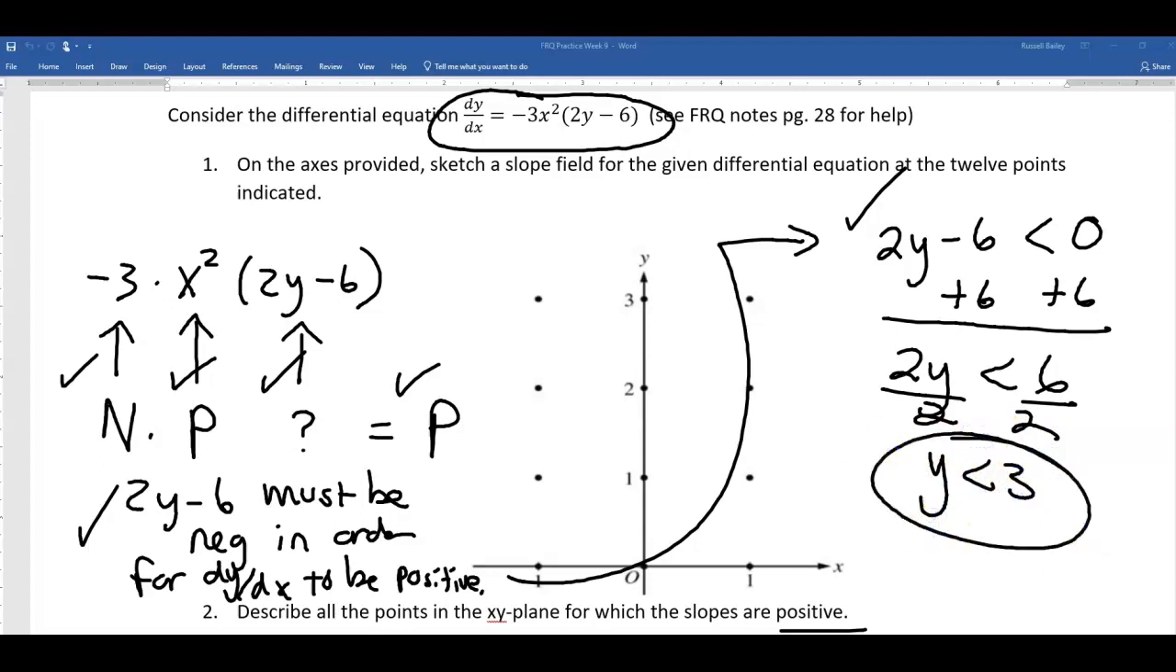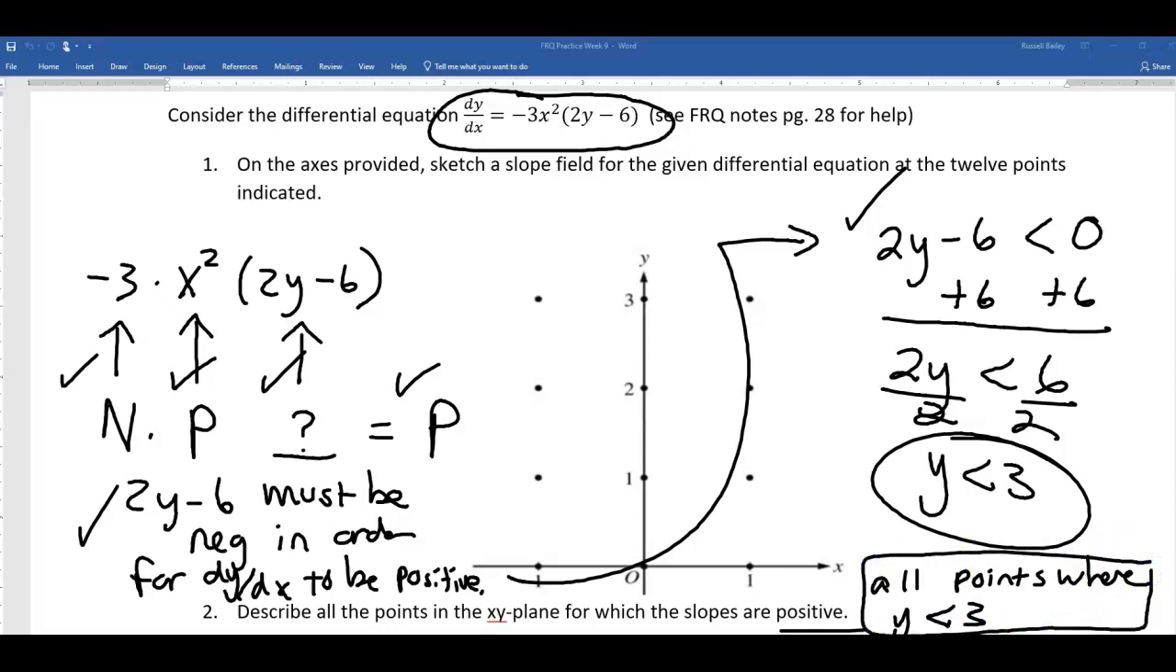So if y is less than 3, then that's going to make this negative, which is going to make this negative, which will give me the positive outcome I need. So describe all the points in the xy plane for which the slopes are positive. All points where y is less than 3 is the answer.